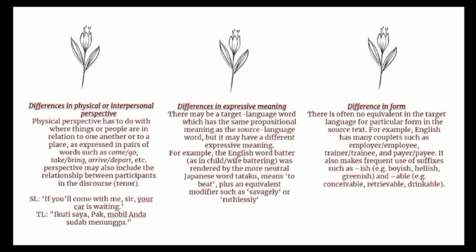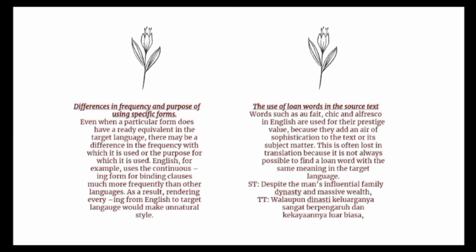The next is difference in form. There is often no equivalent in the target language for a particular form in the source text. For example, English has many couplets such as employer or employee, trainer or trainee, and payer or payee. It also makes frequent use of suffixes such as -ish: boyish, hellish, greenish; and -able: enable, confessionable, conceivable, rectifiable, drinkable. The next is differences in frequency and purpose of using specific forms.